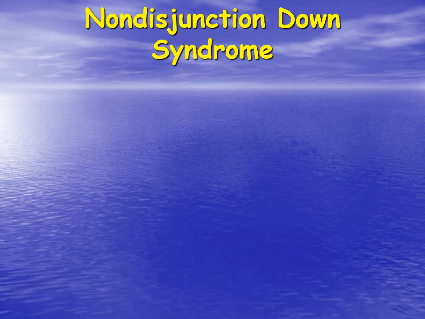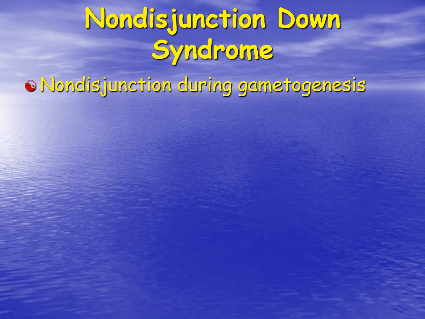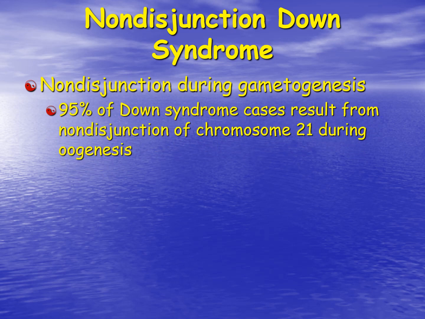So non-disjunction Down syndrome. Non-disjunction occurs during gametogenesis, and this can occur in either the egg or the sperm, but most often this non-disjunction occurs in the egg, and I'll explain why in just a moment. 95% of all Down syndrome cases result from non-disjunction of chromosome 21 during oogenesis.